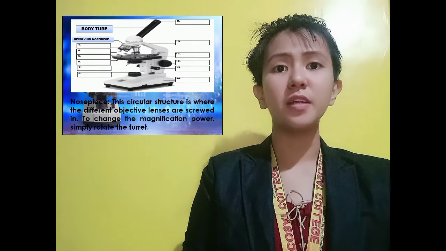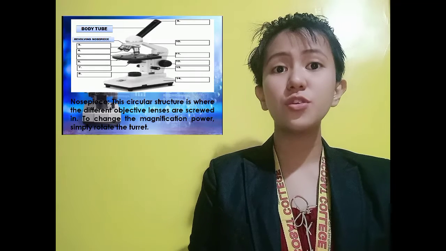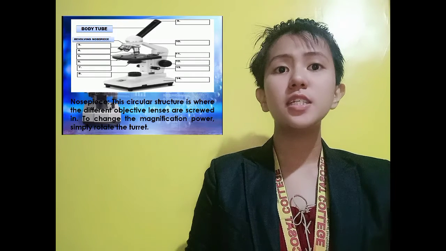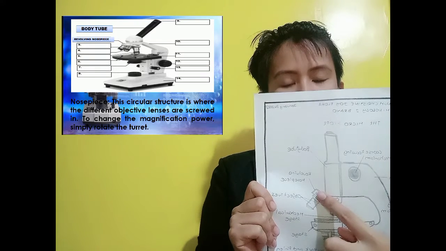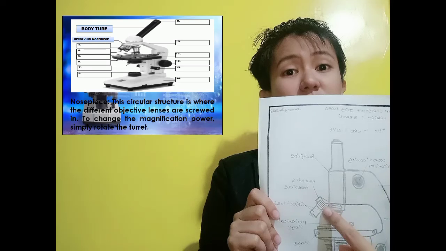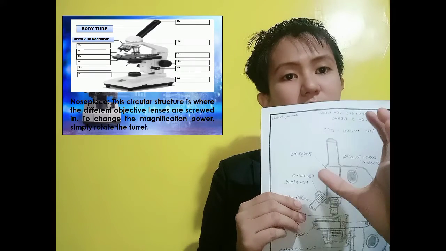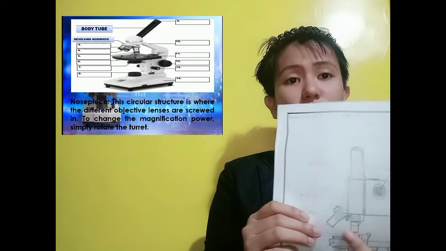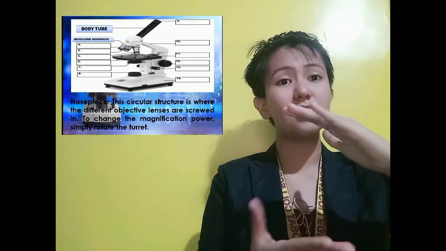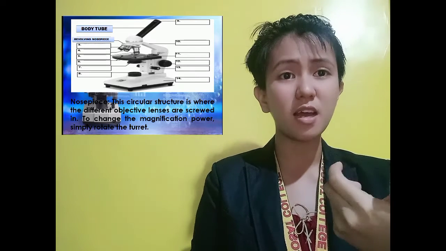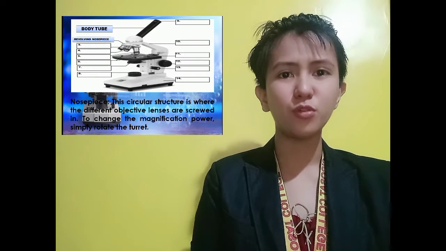So, the next part is the nose piece. This circular structure is where the different objective lenses are screwed in to change the magnification power; simply rotate the nose piece. Here in my drawing, this is the revolving nose piece. It holds the objectives, and it sits above the objectives. You rotate it depending on whether you want to see far or near.